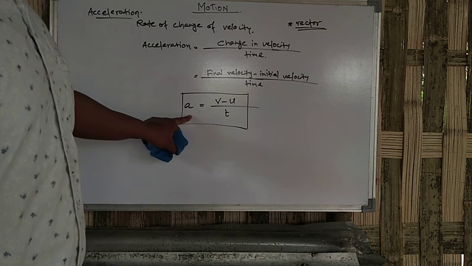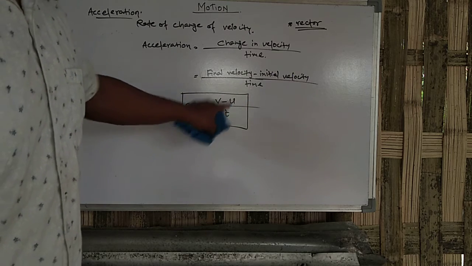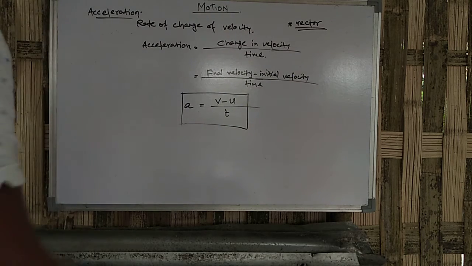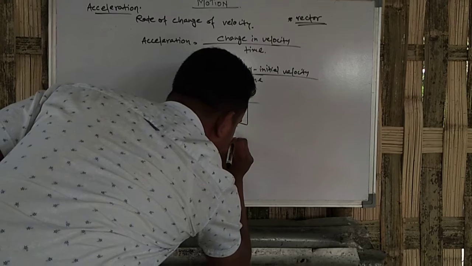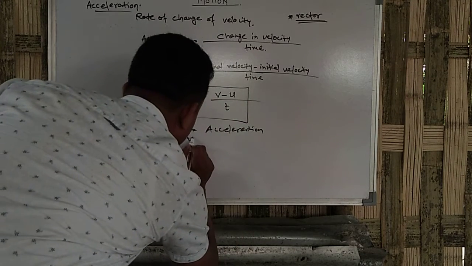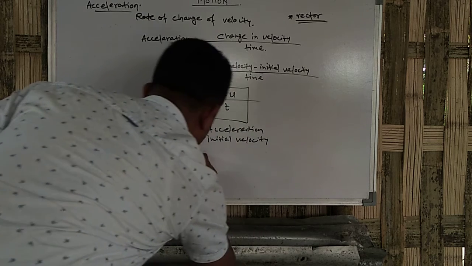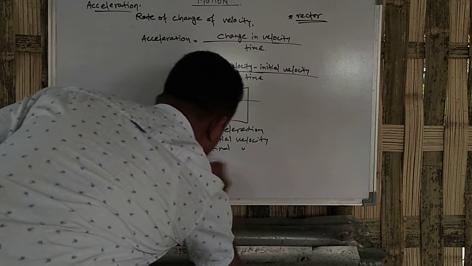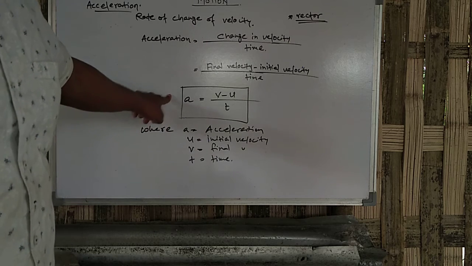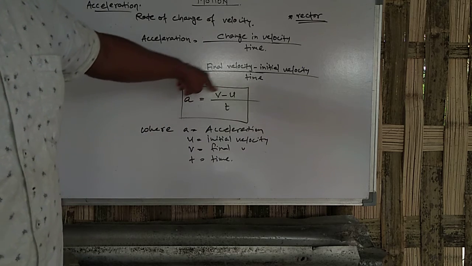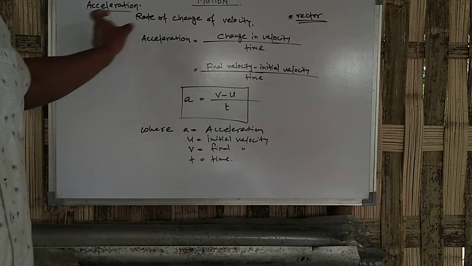To calculate acceleration of an object, we need to know the initial velocity of an object, final velocity of an object, and time taken to change in velocity. So where a means acceleration of an object, v means final velocity of an object, u means initial velocity of an object, t means time. So now by using this formula we can calculate acceleration of an object.